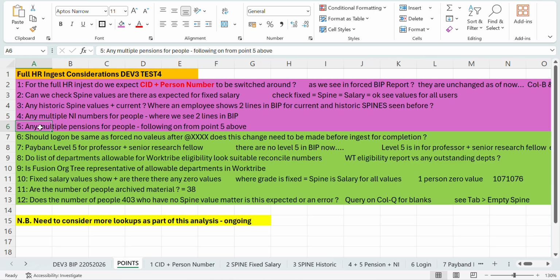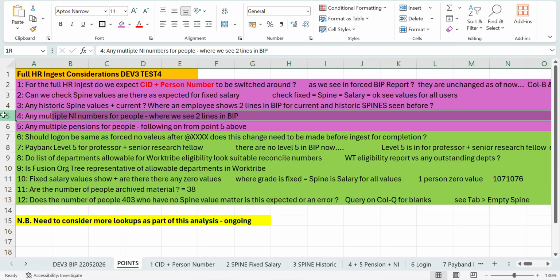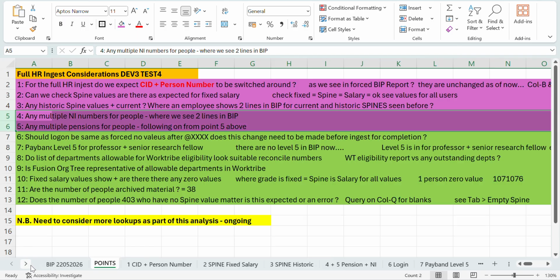Now, the functionality of Worktribe does allow the ingest of multiple pensions, but that's a configuration issue, a process consideration from Worktribe in a larger question. I don't want to answer that here, but that availability is there. Currently, on the records that we see within Worktribe, we just see individual records. We see records for people with just singular pensions. We don't see multiple pensions, so that's a point of note. So let's have a look at multiple national insurance and pension contributions for points 4 and 5 then.